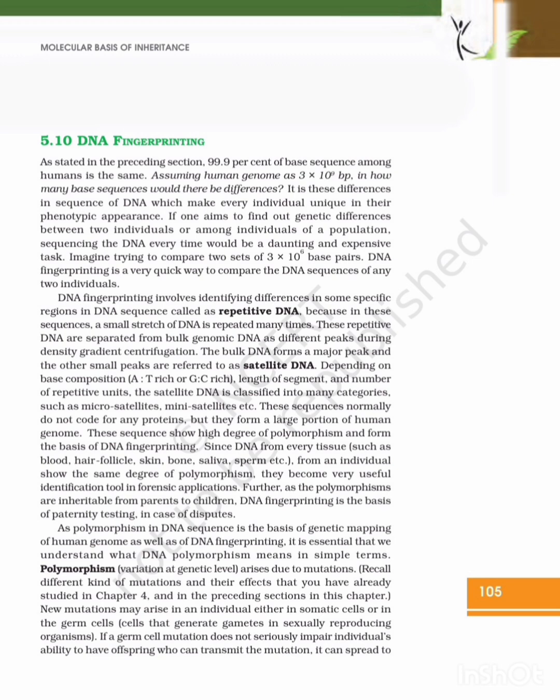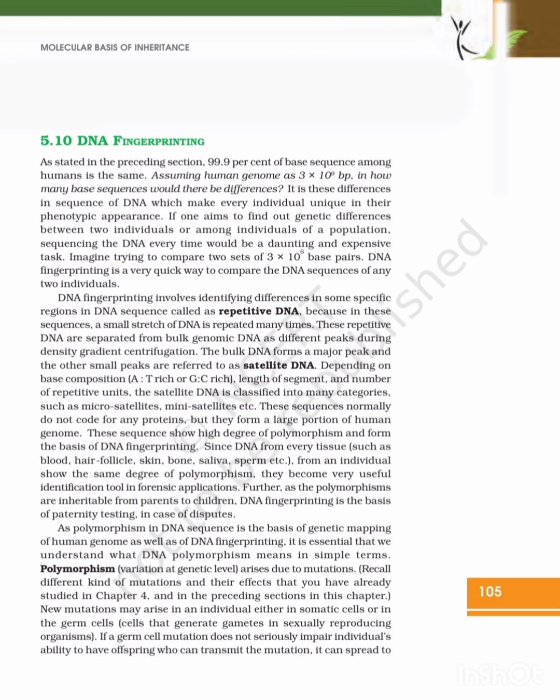If one aims to find out the genetic difference between two individuals or among individuals of a population, sequencing the DNA every time would be a daunting and expensive task. Imagine trying to compare two sets of 3 × 10^9 base pairs. DNA fingerprinting is a very quick way to compare the DNA sequences of two individuals.